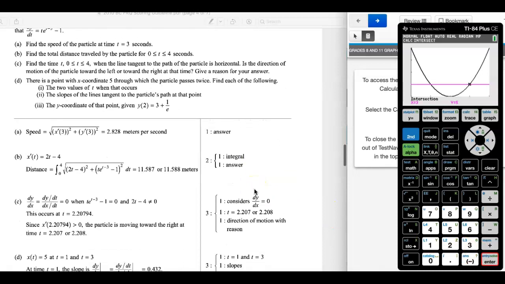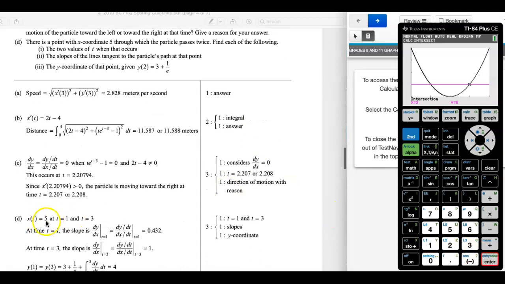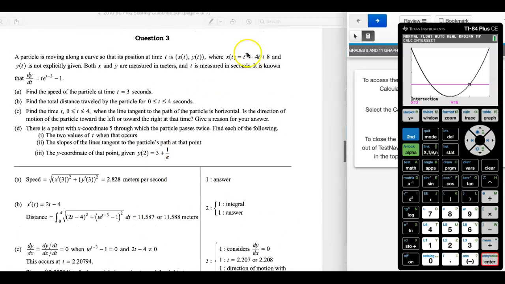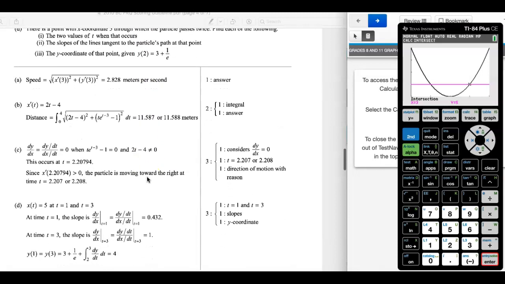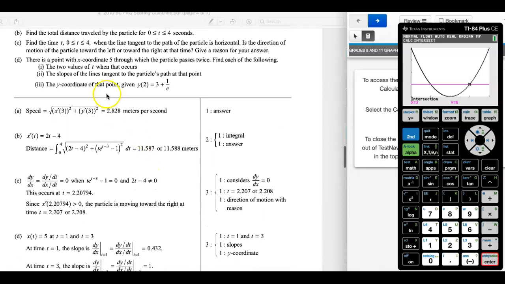You can also do this one by simply taking 5, setting it equal to our equation for x, and then solving for t by factoring. Setting it equal to 0 and factoring is probably just as fast, if not faster, than doing it on the calculator. But anyway, so we get 1 and 3. Okay, so the question says, find the 2 values. Okay, that part is done.